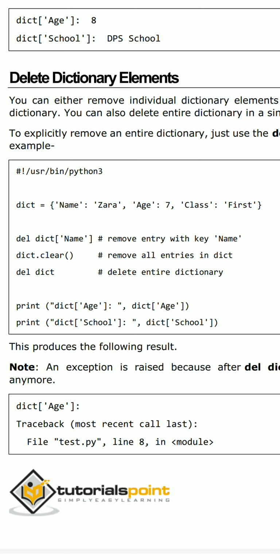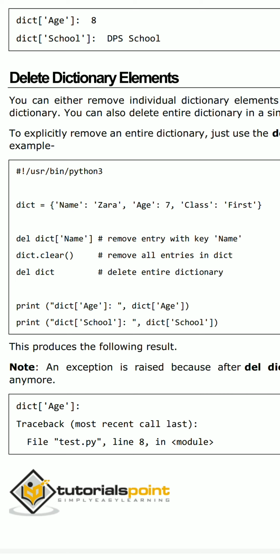Here I want to delete the name, so simply use the del keyword, and next the dictionary, and mention the key which you are going to remove, that is the name. So the name will be removed from the dictionary. And next I am clearing the dictionary with dot clear. So here I introduced a method called clear.